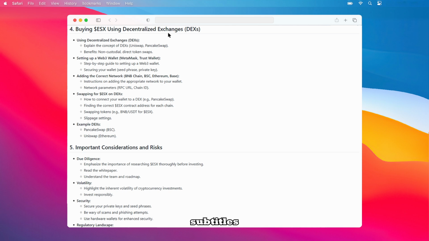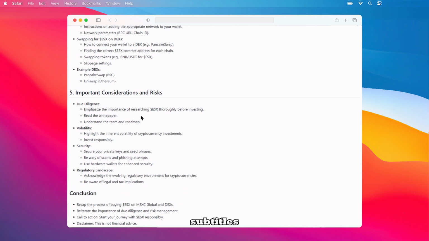If you're investing in $ESX, it's crucial to conduct thorough due diligence. Read the white paper carefully, understand the team behind the project, and review the roadmap. Remember that cryptocurrency investments are inherently volatile, so invest responsibly. Security is paramount. Protect your private keys and seed phrases, be wary of scams and phishing attempts, and consider using hardware wallets for enhanced security. Also, be aware of the evolving regulatory landscape for cryptocurrencies and understand the potential legal and tax implications.